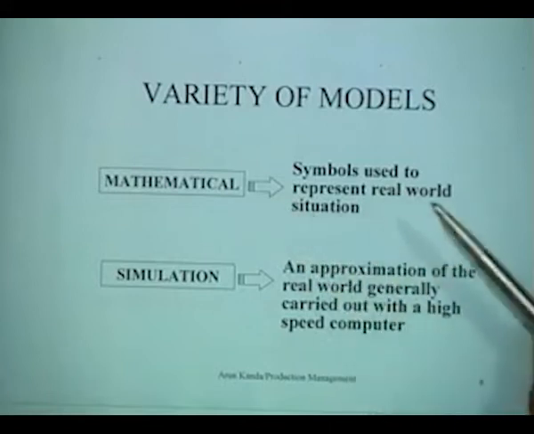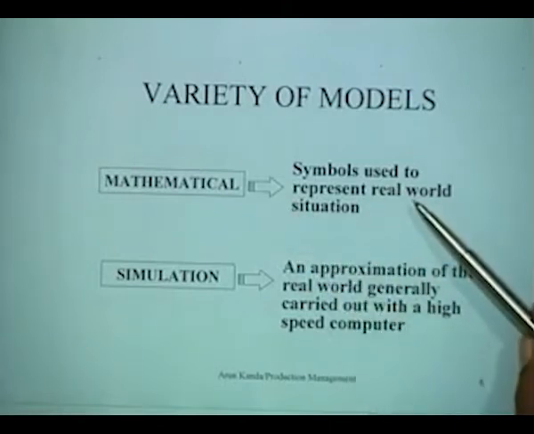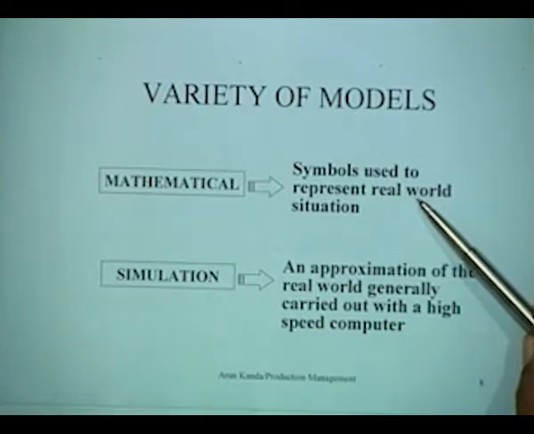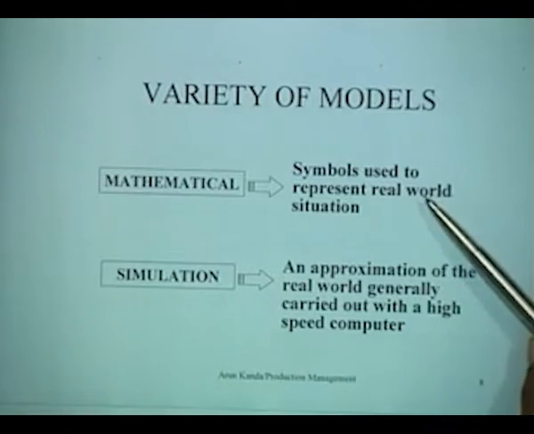Or there could be models which are mathematical. Essentially, mathematical models are those models where symbols are used to represent real life situations. You might want to represent the pressure by a variable P, the volume by a variable V, and depending upon the situation you might say PV is equal to constant or PV to the power eta is equal to constant. That is in fact a mathematical model of that particular situation of how gases behave.